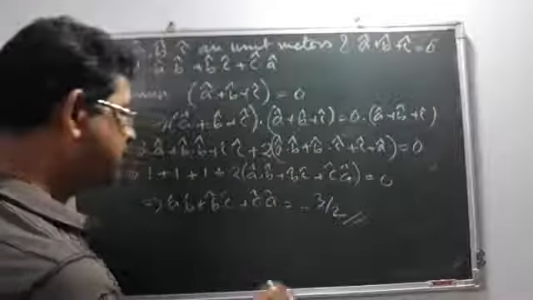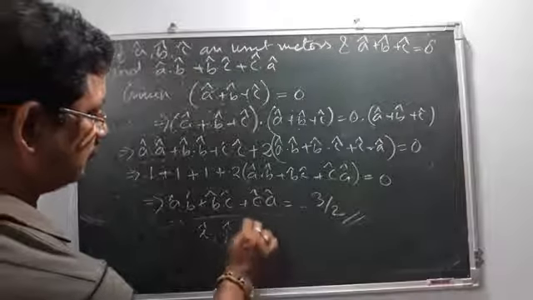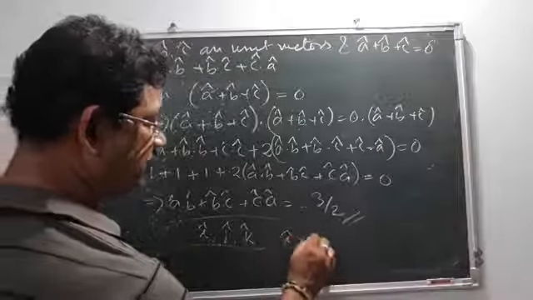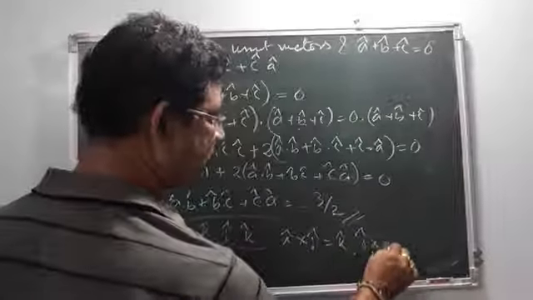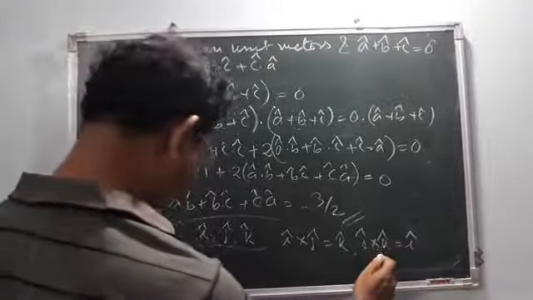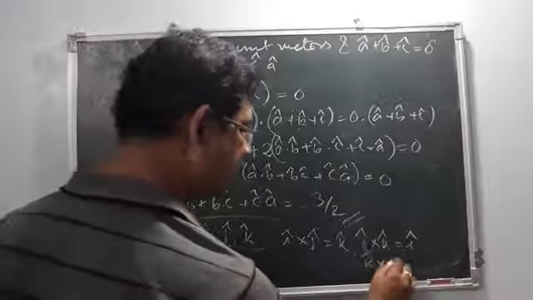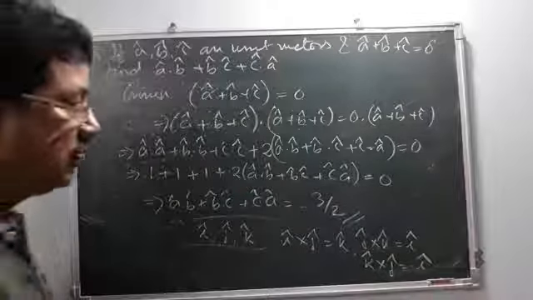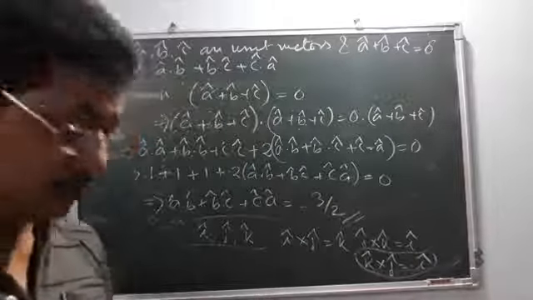Another thing: suppose i vector, j vector, k vector are three unit vectors. Then remember, i cross j is what? k. j cross k is what? i. But if it is reversed, that is k cross j, it will be minus i. This you remember: k cross j is always the negative of unit vector i.